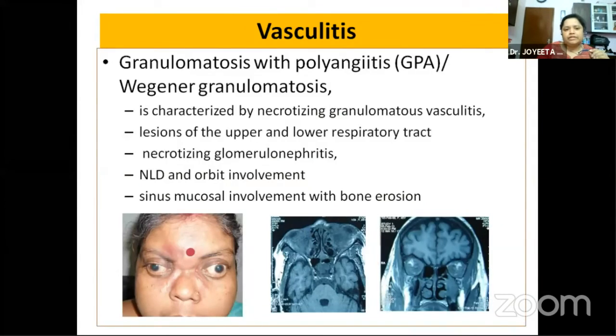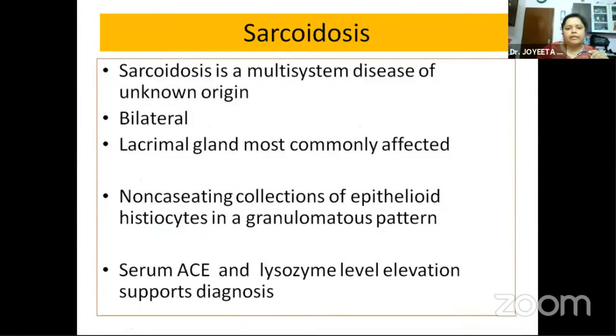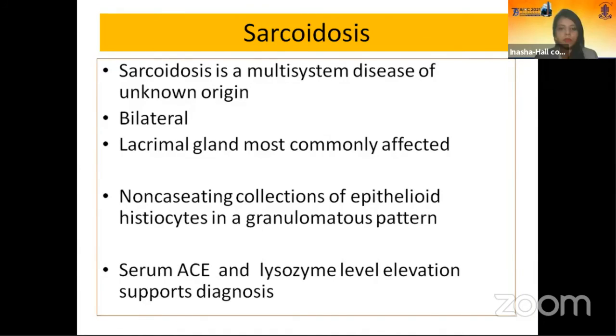Next group is vasculitis. This is granulomatosis with polyangiitis. In this type of inflammatory disease, patients usually have saddle nose or bony deformity, and the nasal sinuses are involved. Next group is sarcoidosis. In sarcoidosis, the serum ACE and lysozyme levels support the diagnosis.